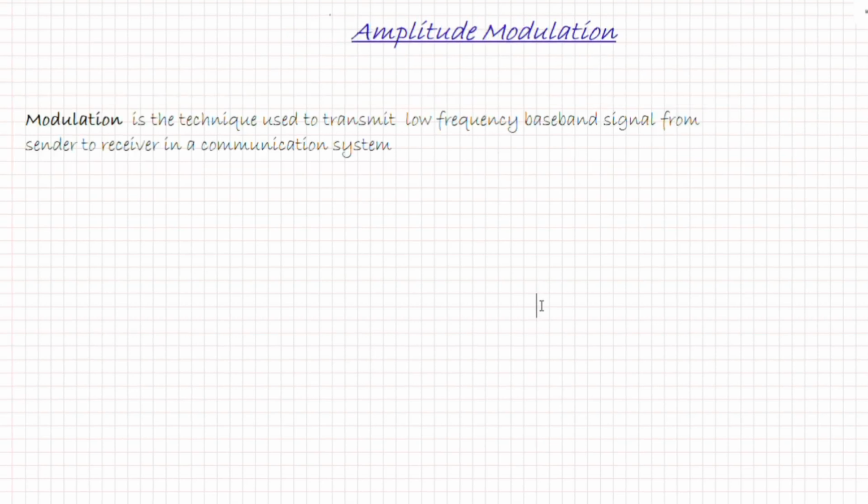In this lecture, we will learn the concepts of amplitude modulation with a few examples. So first of all, modulation is the technique used to transmit low frequency baseband signal from sender to the receiver in a communication system. Amplitude modulation is a type of modulation in which the amplitude of carrier signal, which is a high frequency signal, is modulated by the modulating or the message signal.